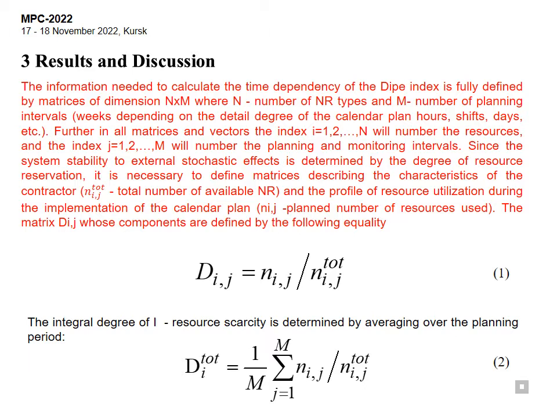Since the system stability to external stochastic effects is determined by the degree of resource reservation, it is necessary to define matrices describing the characteristics of the contractor and the profile of resource utilization during the implementation of the calendar plan. The matrix D_ij, whose components are defined by the following equality. The integral degree of i-th resource scarcity is determined by averaging over the planning period.